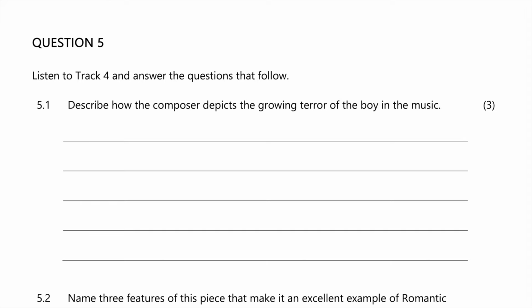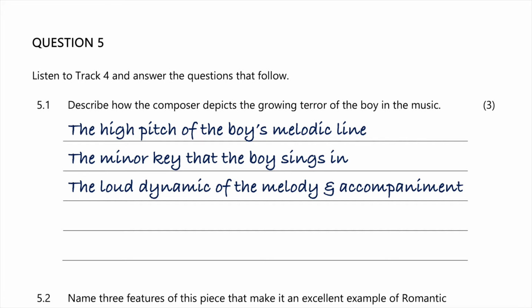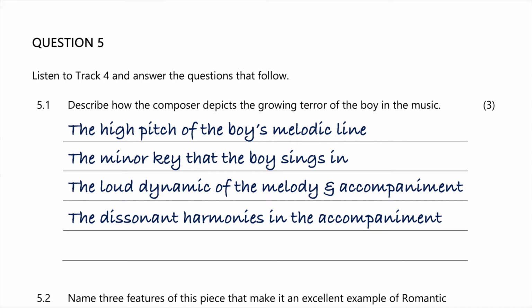And question 5.1 asks to describe how the composer depicts the growing terror of the boy in the music. So here we can mention a few different things. Obviously the high pitch of the boy's melodic line. We can also talk about the key. So we've changed to a minor key. The boy is singing in a minor key because he is distressed. We've got a loud dynamic of the melody and the accompaniment. And we also have some dissonant harmonies in the accompaniment.